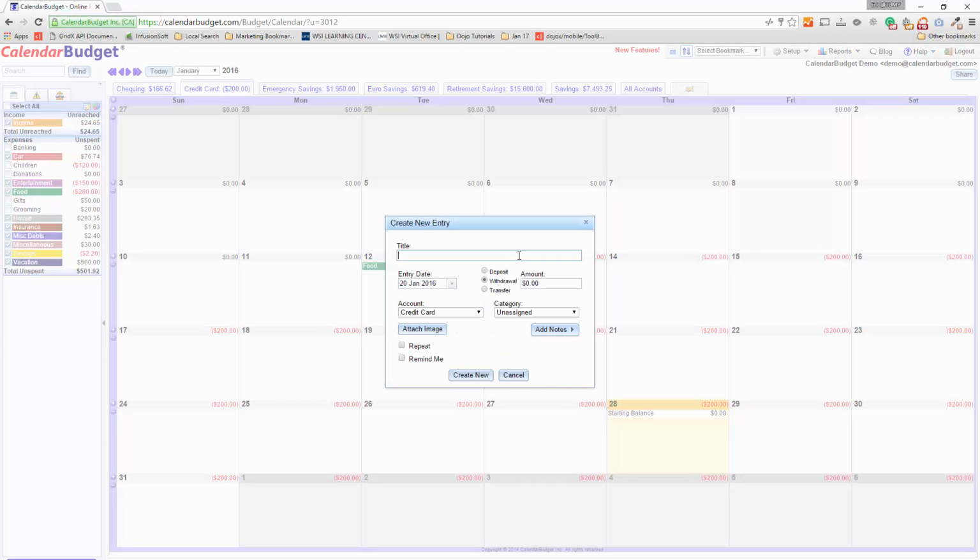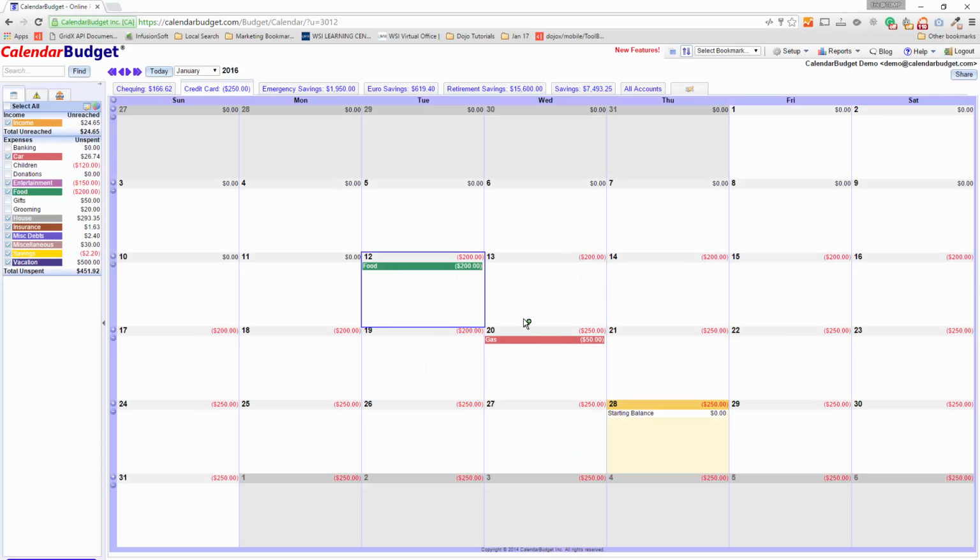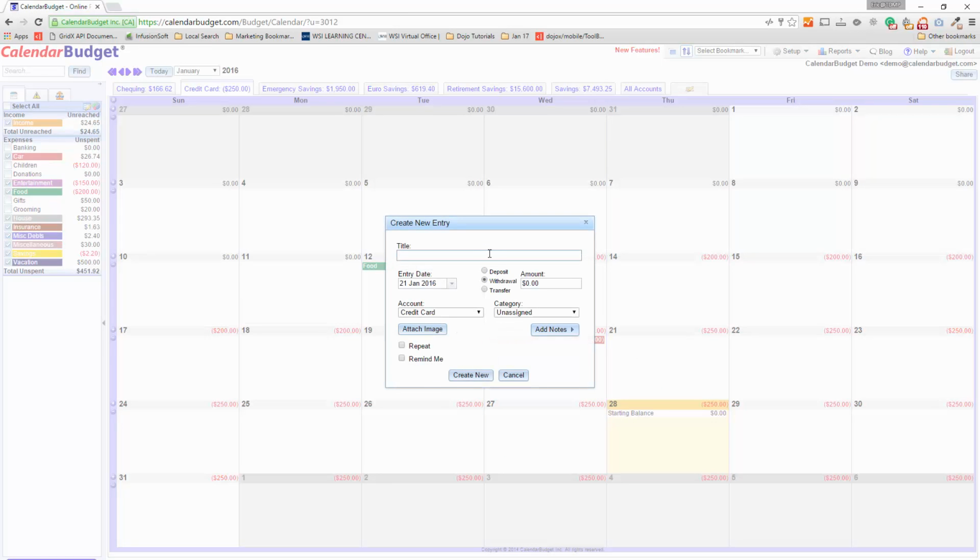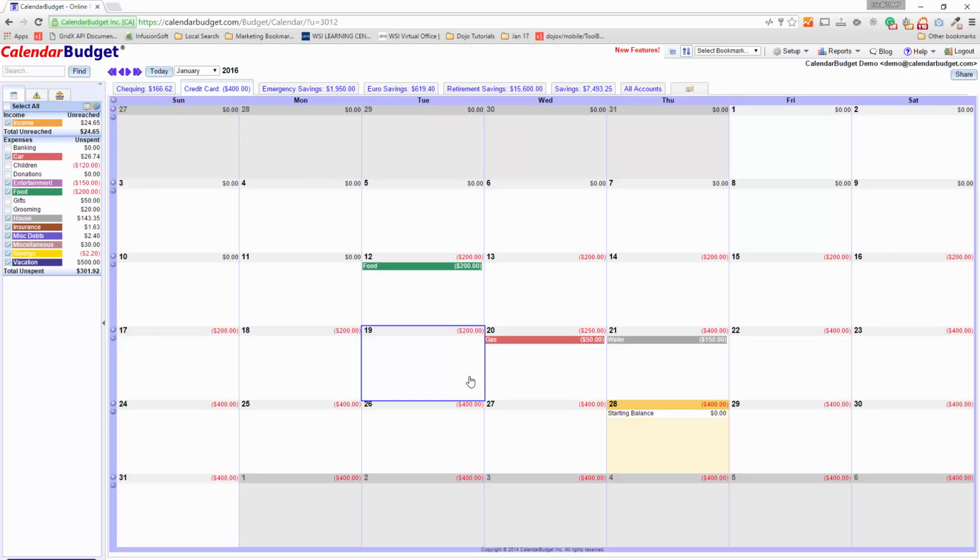And then later on in the month, let's say you spent $50 on gas. We'll call that a car expense. And then again, later on in the month, you spent, say, $150 on water for your house. This is like your water bill for the house. And I'll attach that to the house category in this example. And then later on in the month, what you want to do then is you actually want to pay off your credit card. We see now on the 28th, we have a negative balance of $400.